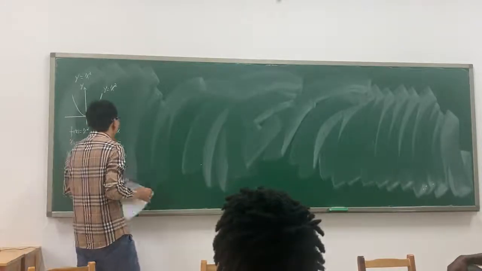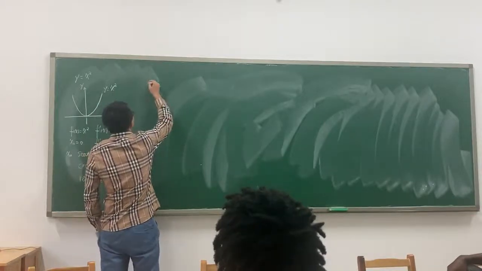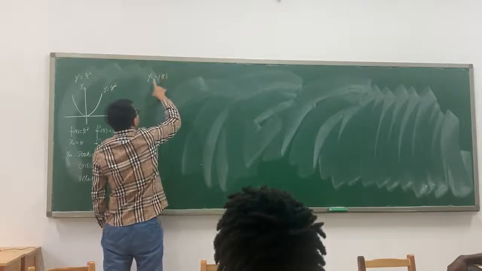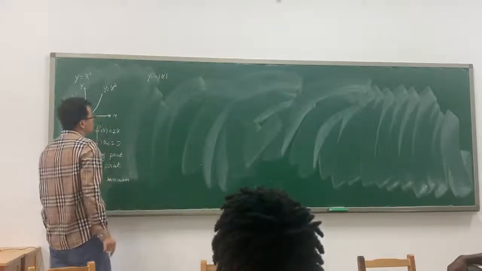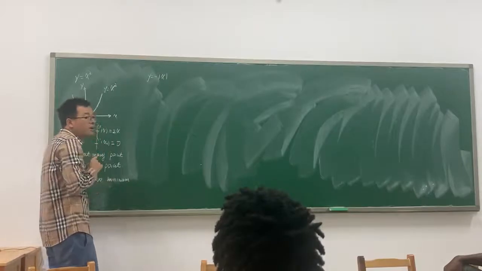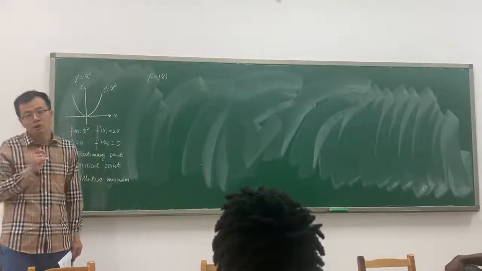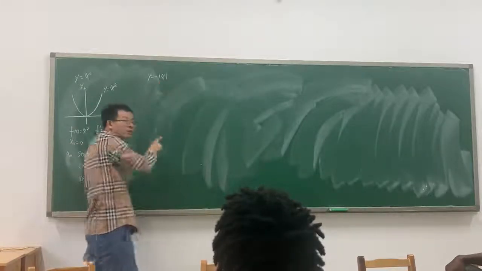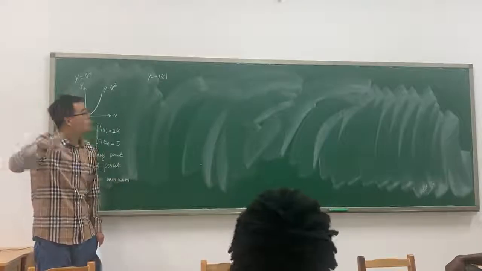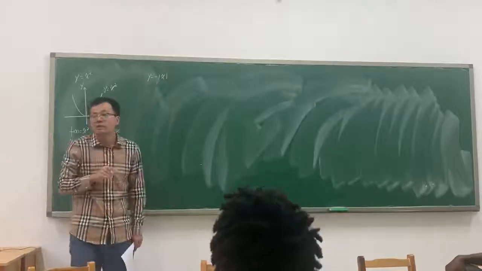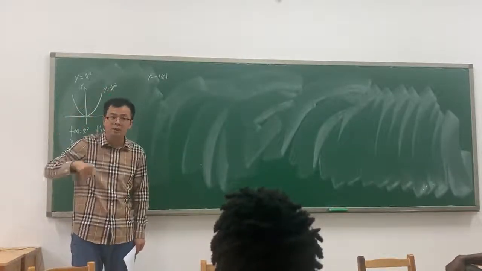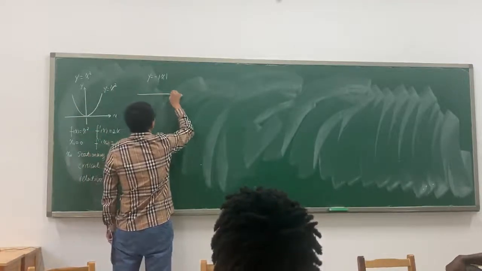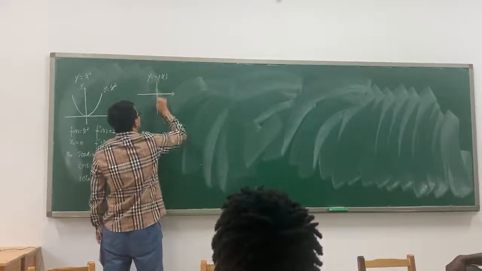Now for the second example, let's see this function y equal to minus the absolute value of x. We know the graph of y equal to the absolute value of x is V-shaped. So minus the absolute value of x is a V-shaped graph like this, flipped. The graph is like this.